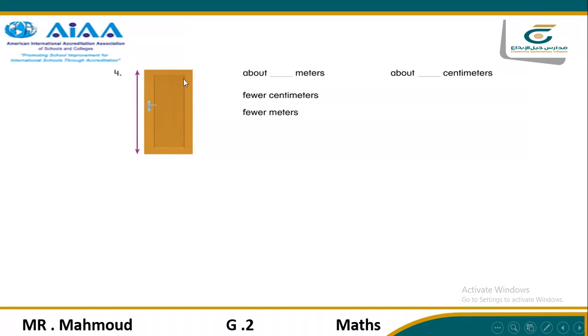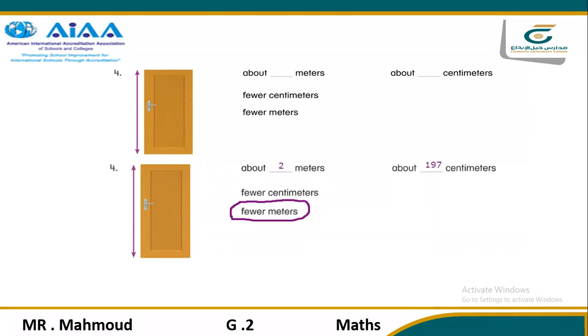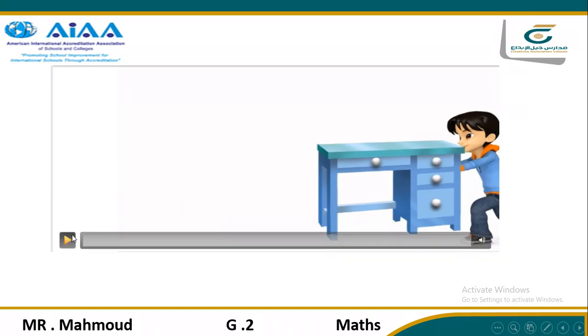Another question. This door, we want to measure its length. It's about how many meters and about how many centimeters. And which one will you choose here? Fewer centimeters or fewer meters? If you measure it by a meter stick or any tool, you will find it's about 2 meters and about 197 centimeters. So which number is less than the other? It's meters. So we will put a circle here on fewer meters.